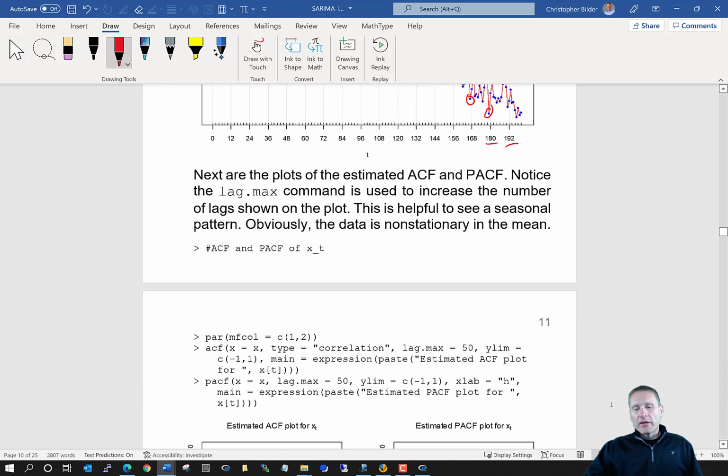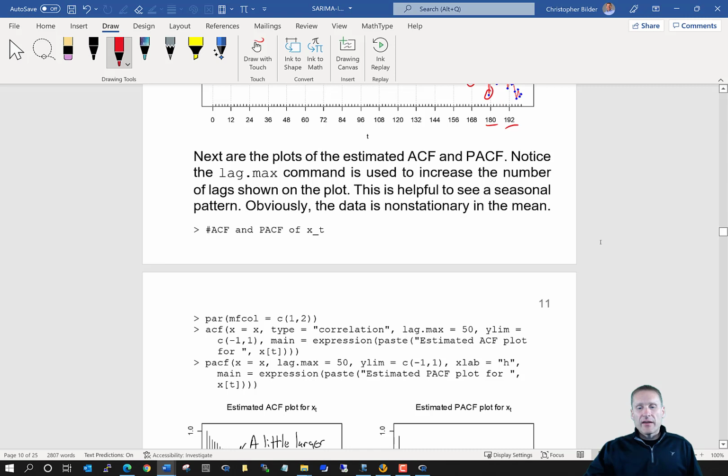Okay, so let's do now an ACF and PACF plot of the corresponding data. I'm going to use a lag.max command to increase the number of lags that are shown on the plot because I do have this seasonal aspect. So here's my ACF function that we've seen before. Lag.max is now going to be set equal to 50. Here's my PACF plot or function that we've seen before as well. Lag.max is equal to 50.